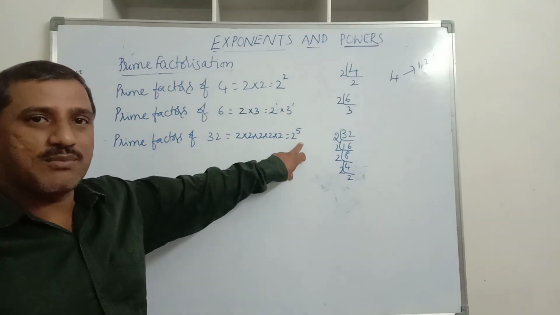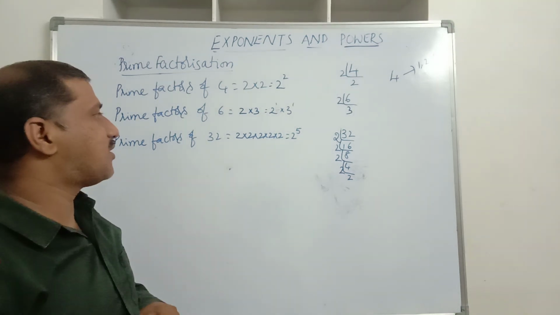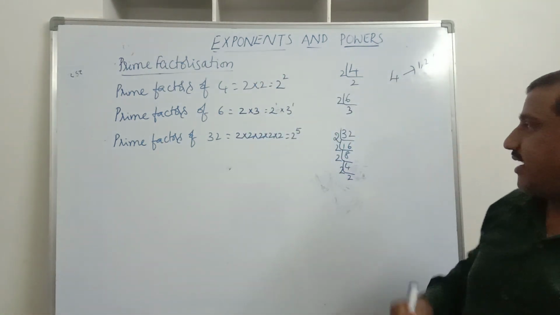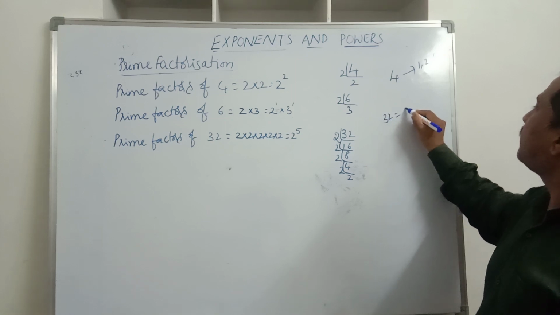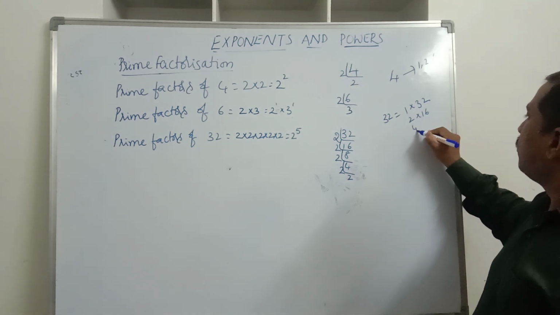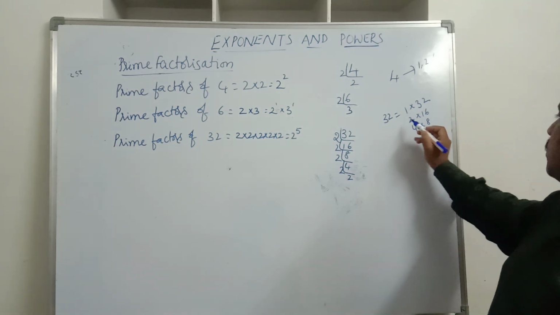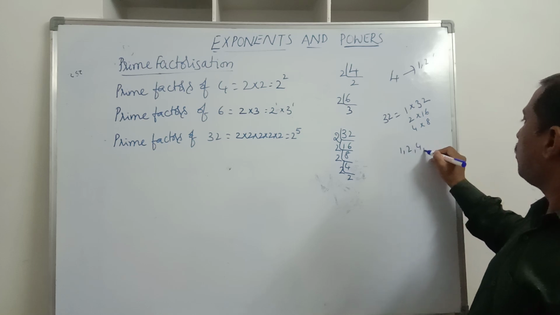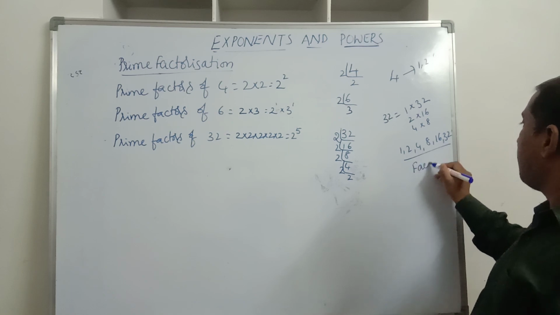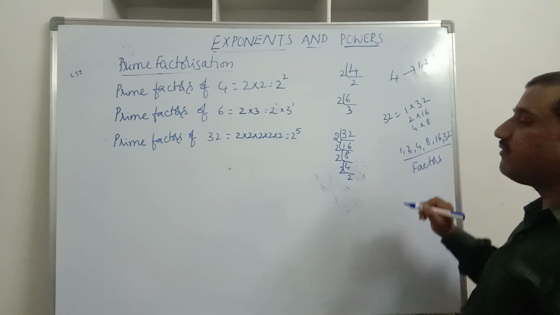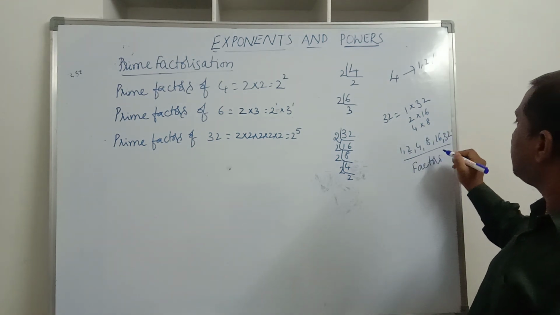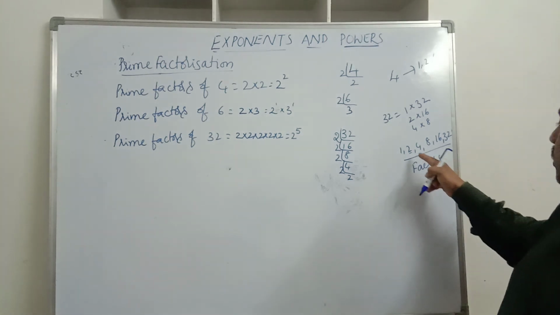Again here we wrote the exponential form. Exponent and base we used. Now I will say again what is the difference between factor and prime factor. What are the factors of 32? Factors of 32 are 1 into 32, 2 into 16, then 4 into 8. So 1, 2, 4, 8, 16 and 32. All these are factors. But here 2 is the only prime number. Except 1, all the others, 4, 8, 16 and 32, are composite numbers. So here 2 is the prime number.